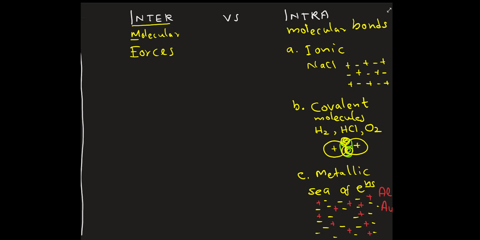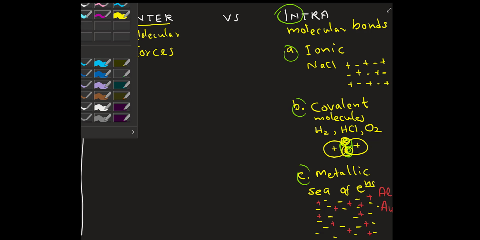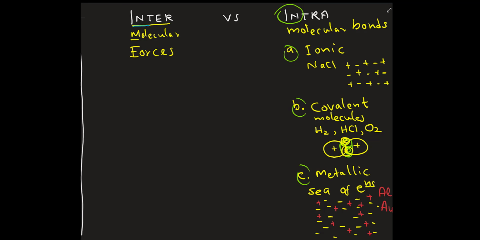So all these three, A, B, C, are intramolecular, inside a molecule, inside the matter. So these are stronger, hard to break, and they give completely different properties. Today we're going to look at intermolecular forces. So that's the better term.